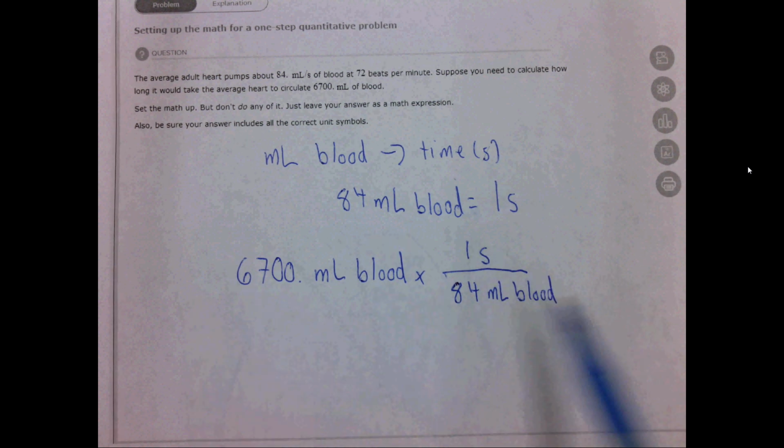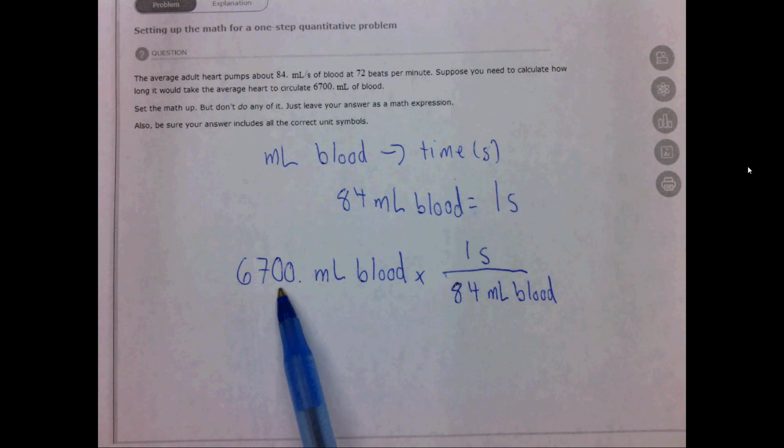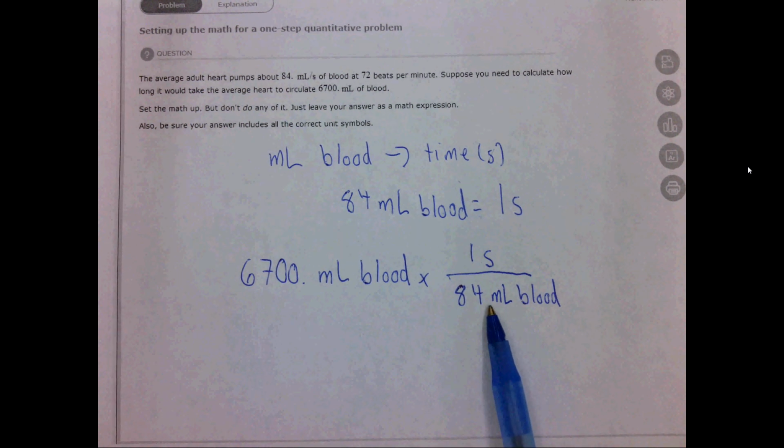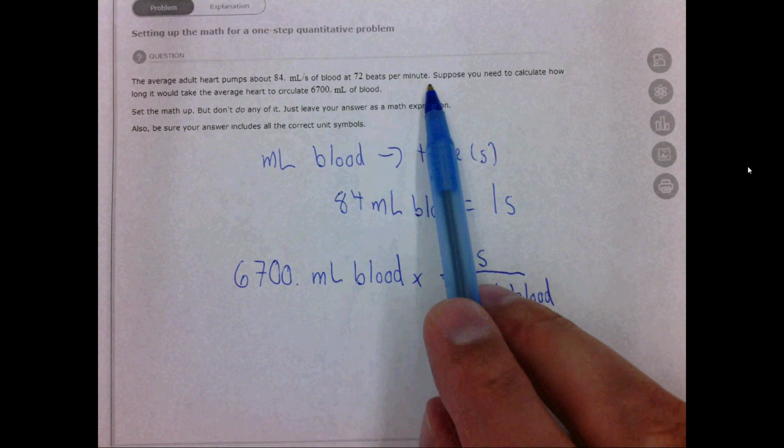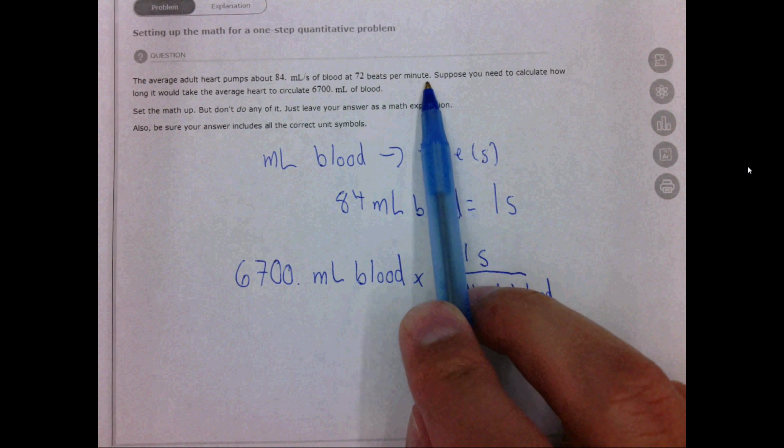This is actually the answer. You don't actually need to divide 6,700 by 84 in order to do this, because it's looking for the mathematical expression. Now, we completely ignored the 72 beats per minute because we don't need that.